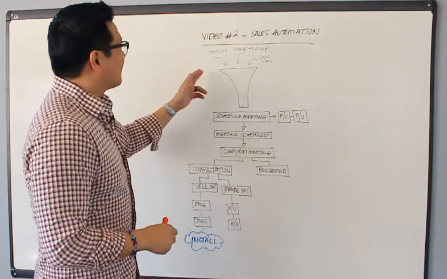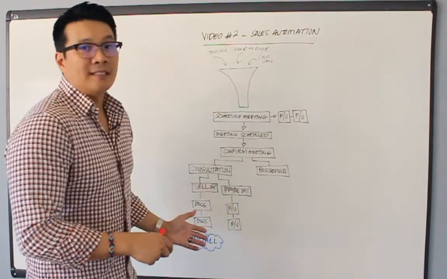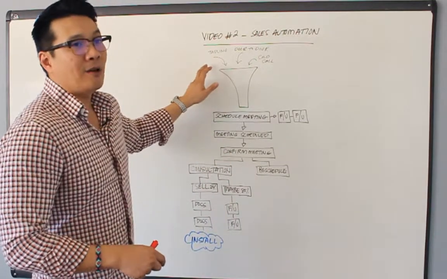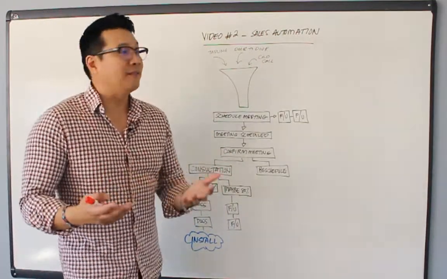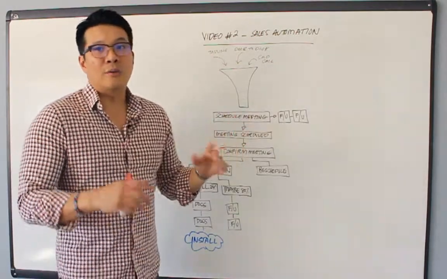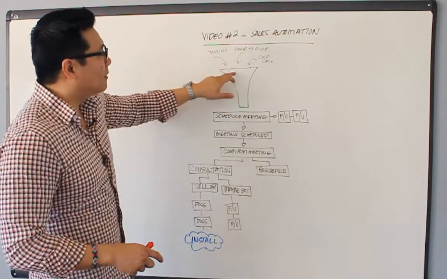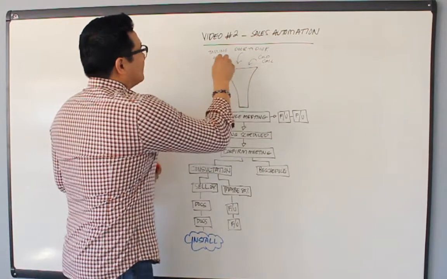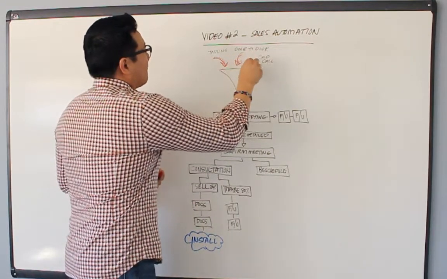So basically, I created your sales process here, and right at the top is all of your lead generation activities, whether you're doing tabling events, door knocking, cold calling, whatever that may be. It falls right down into the funnel, right?